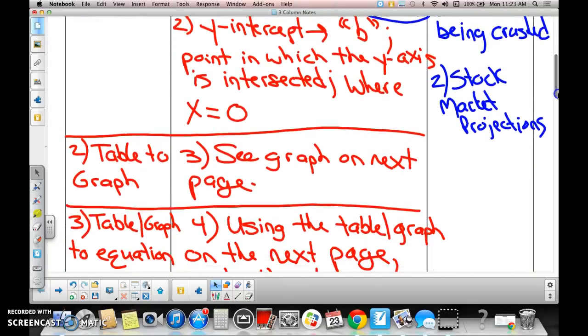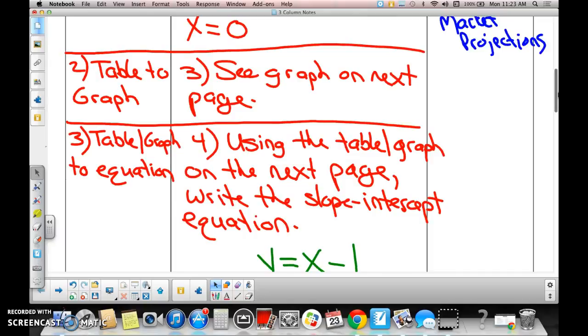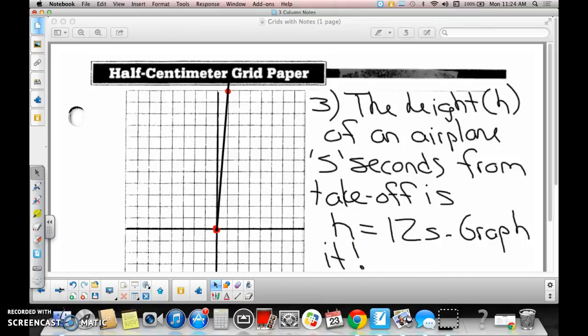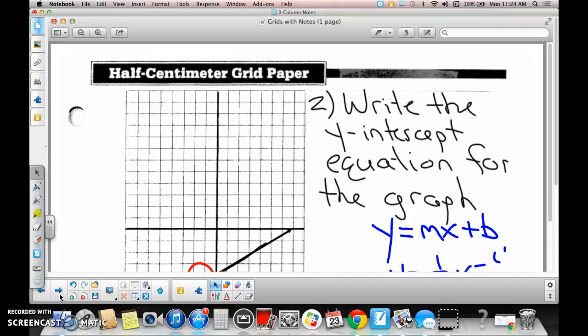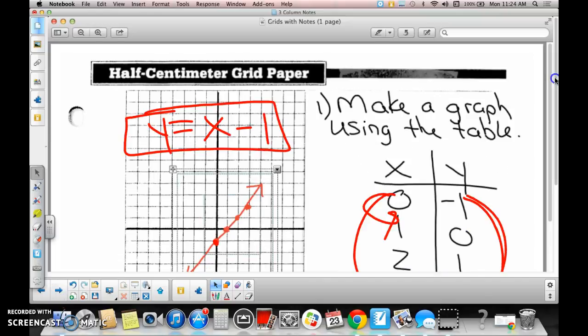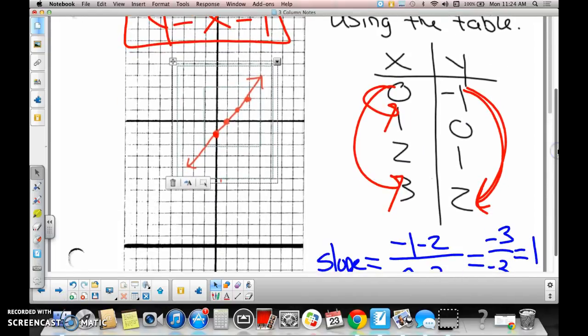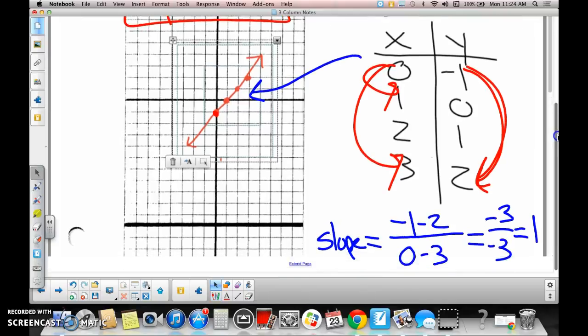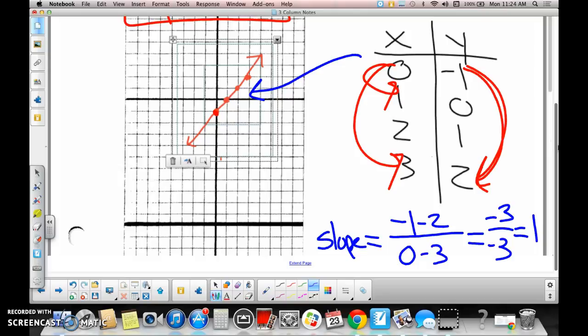Moving forward, we worked on a whole bunch of different representations, going from a table to a graph, which we'll show you on the next page here. Actually, that's not the one. I believe that's not the one either. Here is a table that we used. And we took that table and we were able to draw this graph. Okay. We also talked about how to use slope given a table. So we calculated slope without using rise over run.